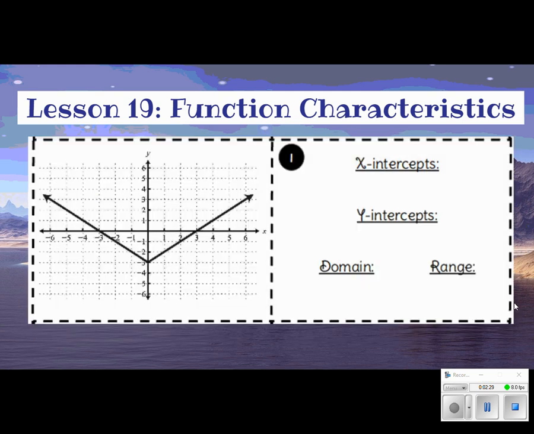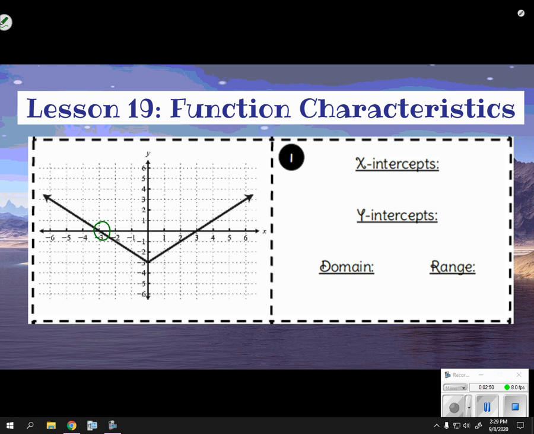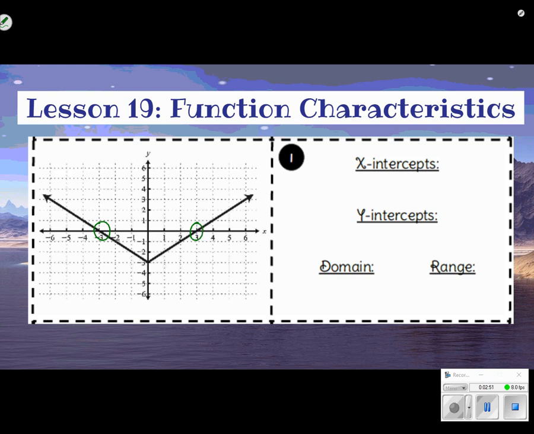All right, so we have a graph here of, do you know what kind of function this is? Try not to look at your notes. This is an absolute value function. All right, we're looking at x-intercepts. So x-intercepts are places where it crosses the x-axis. So we have an x-intercept here at -3 and an x-intercept here at 3.